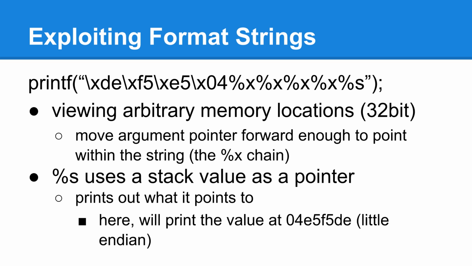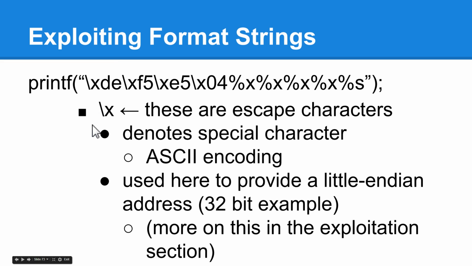And so, since we haven't encountered this before, if you haven't seen this in C, the \x escape character actually denotes a special character. So in little endian format, we're specifying an address, and so the address is going to be actually not starting here, but it's going to be 04E5F5DE. And that's how values are stored in x86, 64 and 32-bit systems.